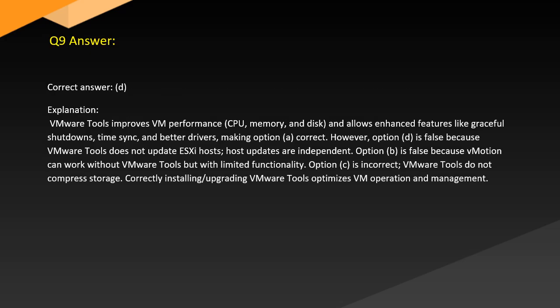Answer. Correct answer, D. Explanation. VMware Tools improves VM performance, CPU, memory, and disk, and allows enhanced features like graceful shutdowns, time sync, and better drivers, making option A correct. However, option D is false because VMware Tools does not update ESXi hosts. The host updates are independent. Option B is false because vMotion can work without VMware Tools, but with limited functionality. Option C is incorrect. VMware Tools do not compress storage. Correctly installing and upgrading VMware Tools optimizes VM operation and management.